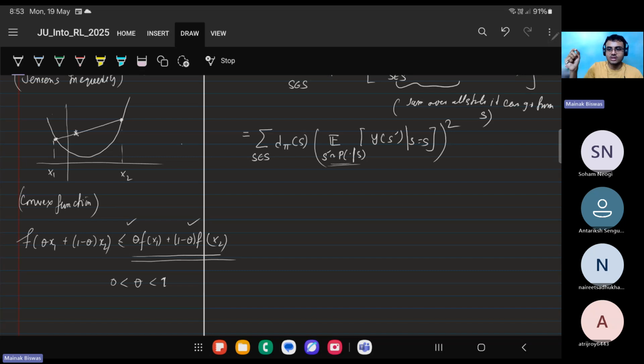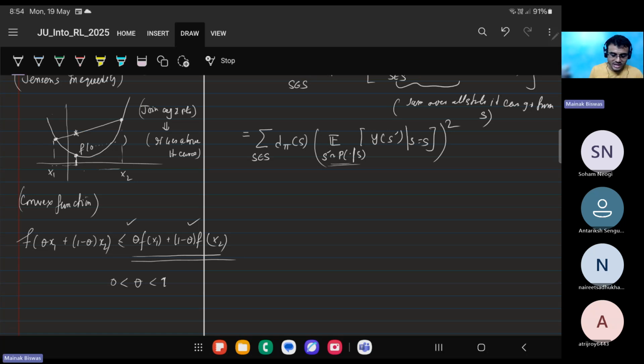So if you join any two points on the curve, it lies above the curve. Right? Similarly, theta and 1 minus theta, somewhere you see this is f of the convex combination, which is below, right? Yes or no? Do you see the intuition? No problem. Yes.